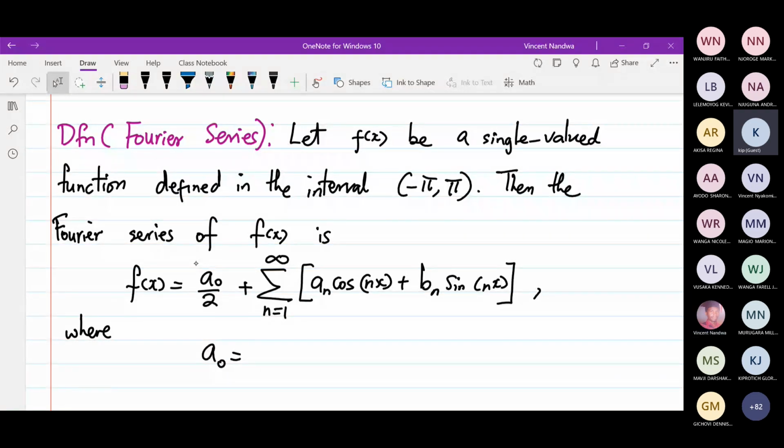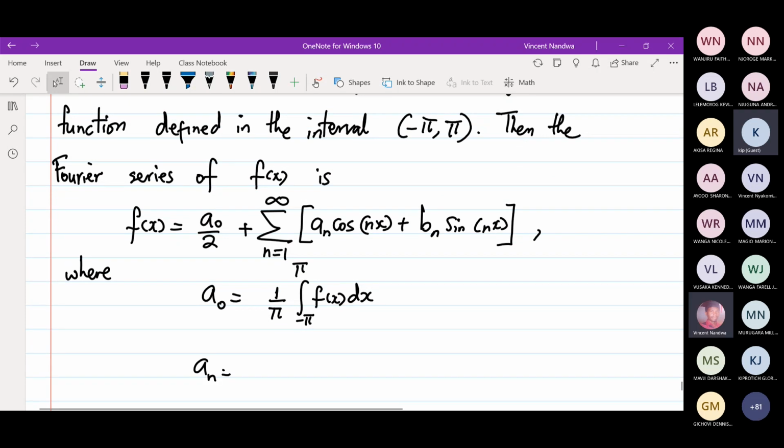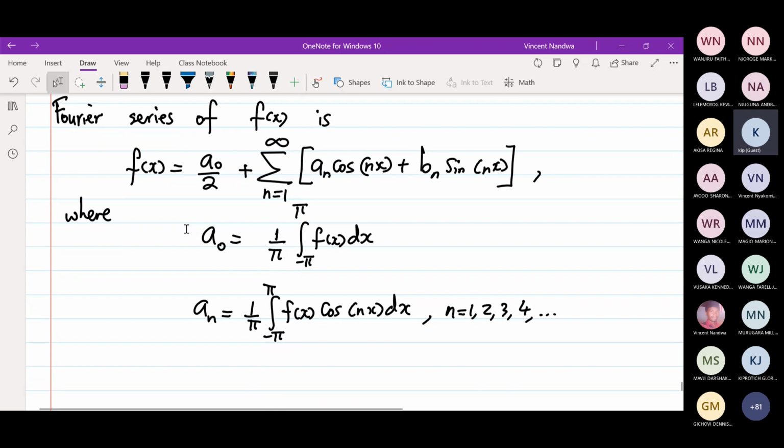a naught is given by 1 over pi integral from minus pi to pi f of x dx. a n is 1 over pi integral from minus pi to pi f of x times cosine of nx dx, for n equals 1, 2, 3, 4, etc. And b n is 1 over pi integral from minus pi to pi f of x times sine of nx dx.